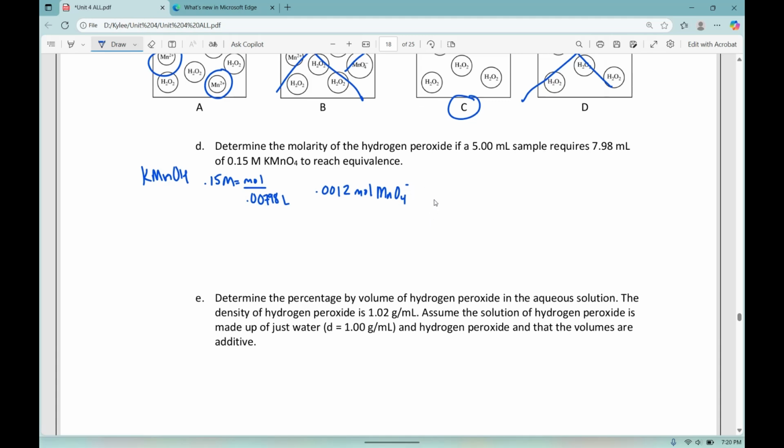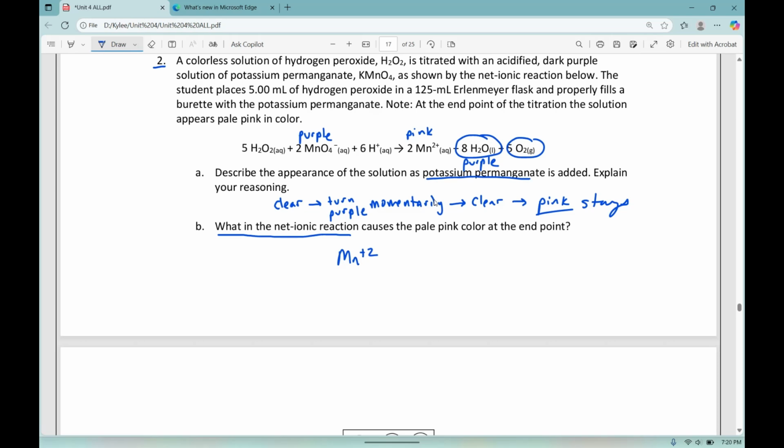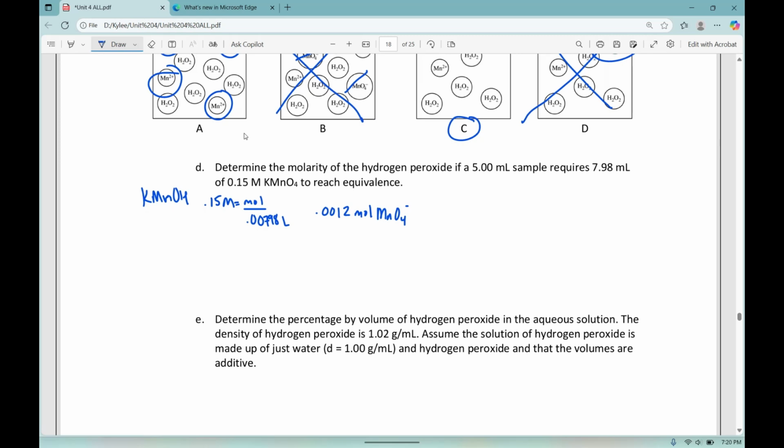Now, similar to what we did before, I want to go back up here to my balanced chemical equation and see what my mole ratio is. So it is 2 MnO4s for 5 peroxides. So I come back down here and I need to complete my mole ratio. So it was 2 MnO4s for 5 peroxides. So I'm going to take my 0.0012 times 5 and then divide it by 2. And that gives me 0.0030, and that's moles of H2O2.